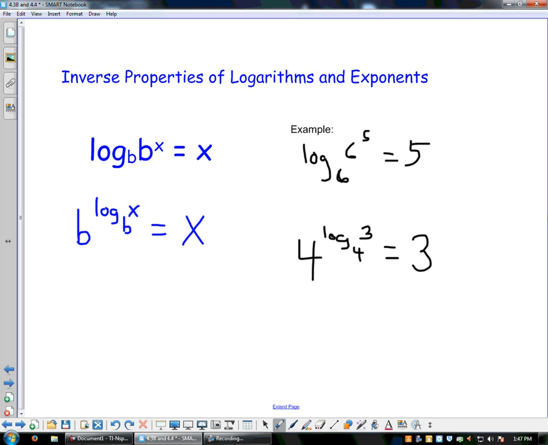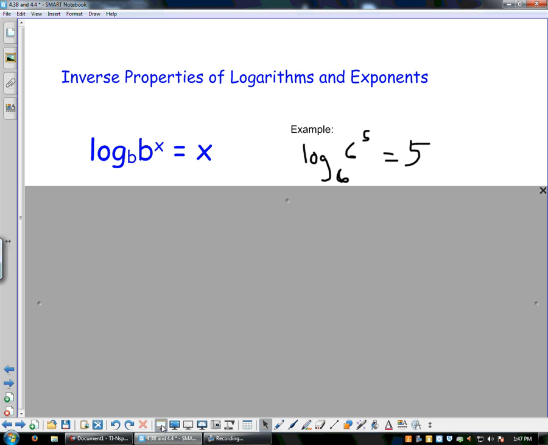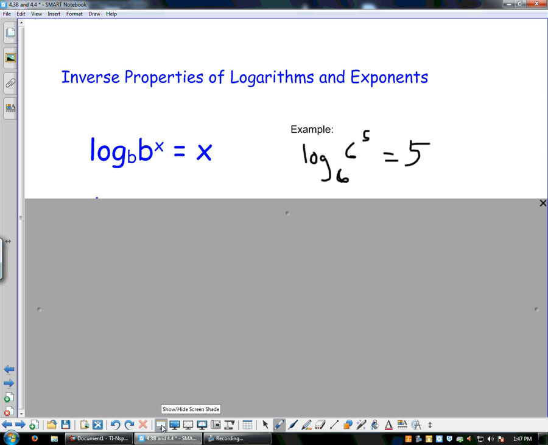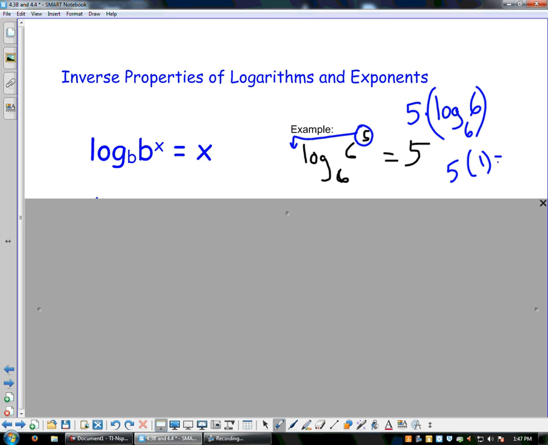And let's take a look at that for a minute before we look at the other inverse property. So why is it just going to be 5? Well, from the property we just looked at, this 5 can come down in front, so we'd have 5 times log to the base 6 of 6, but log to the base 6 of 6, as we just saw, is equal to 1. So that's why this is going to be equal to 5.